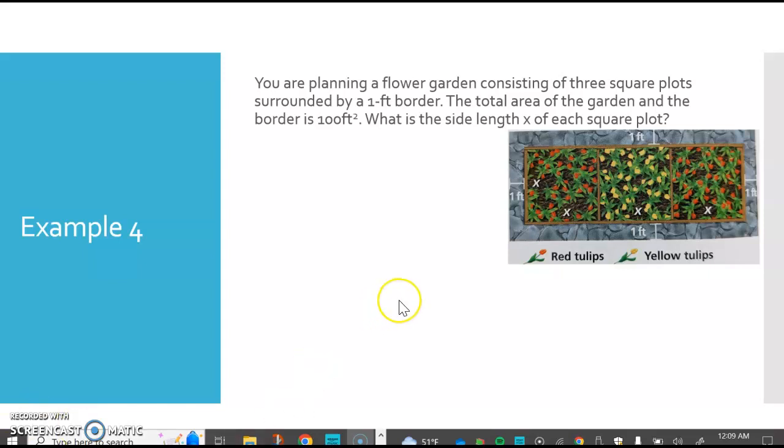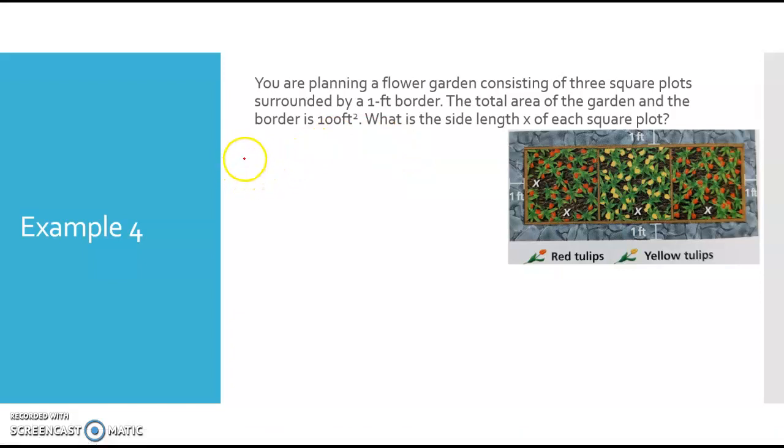So if you're looking at the picture, this gray is that 1-foot border. Okay, the total area of the whole garden with the border is 100 feet. So we know that our total area equals 100 feet.